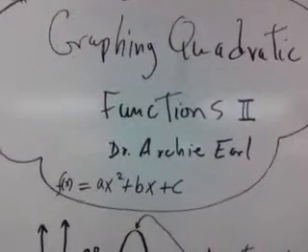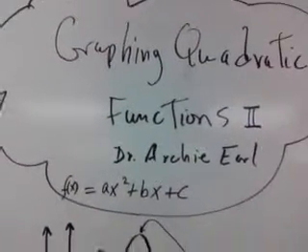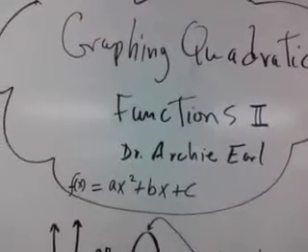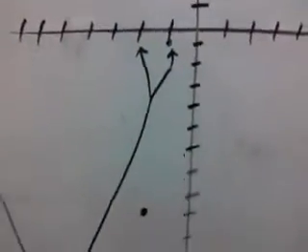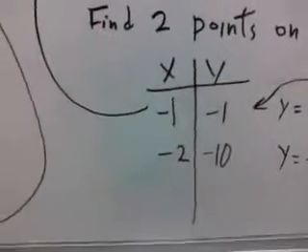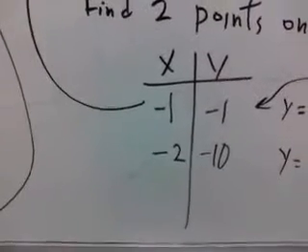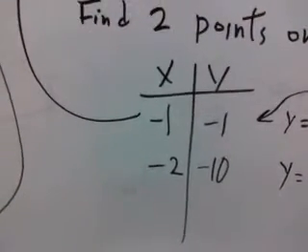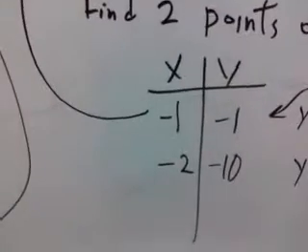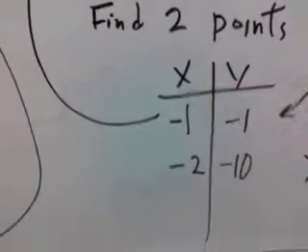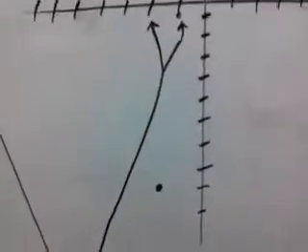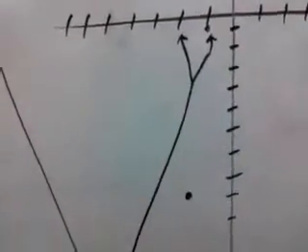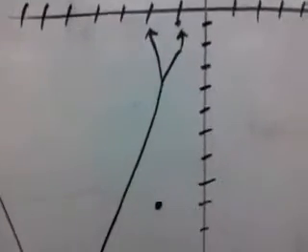This video is on graphing quadratic functions, part 2. We left off in part 1 of this video graphing our points on the left side of the vertex. We graphed point -1, -1, and we were graphing point -2, -10. And as you can see here, I have graphed that point, -2, -10.